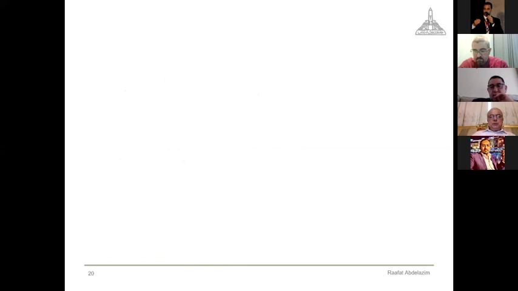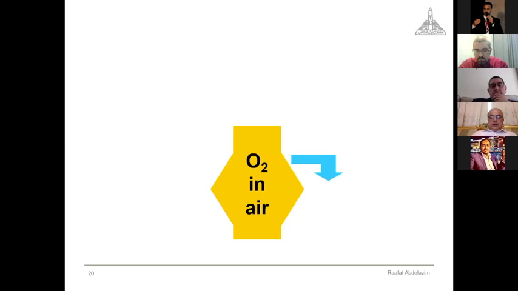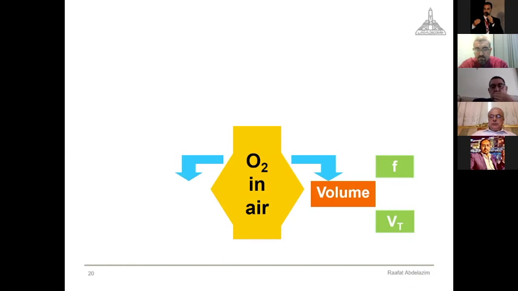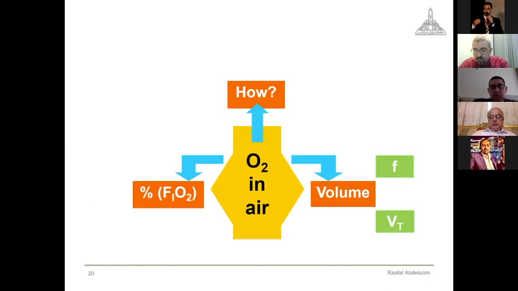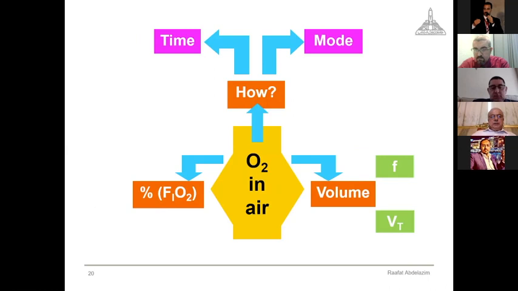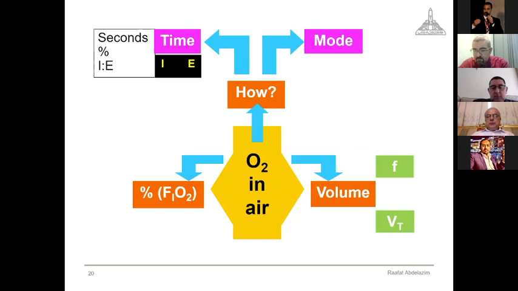Mechanical ventilation is simply giving oxygen and air in a certain volume. This volume is achieved by a certain frequency and tidal volume. And we have to adjust the FiO2 that's suitable for each patient. How do we achieve these settings? By using a certain mode of ventilation, and we adjust times of inspiration and expiration. The relationship between inspiration and expiration depends on the ventilator type. It is in seconds, in percent, or in a ratio between both of them.